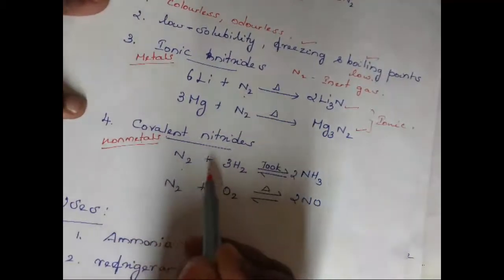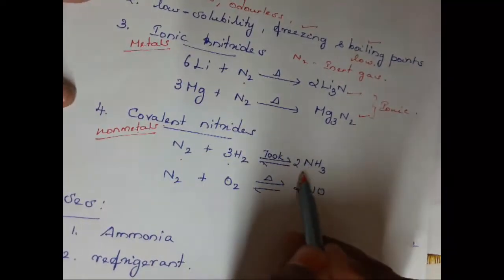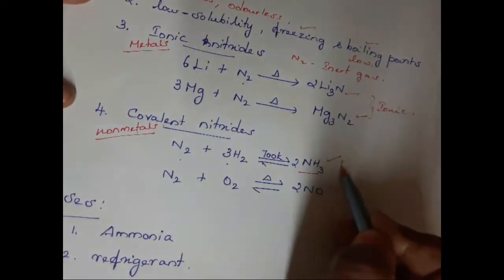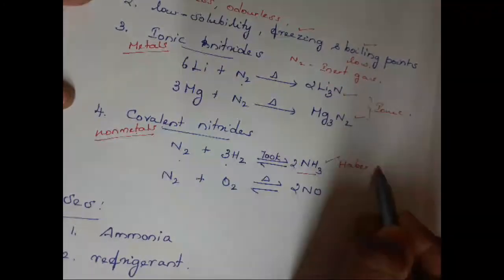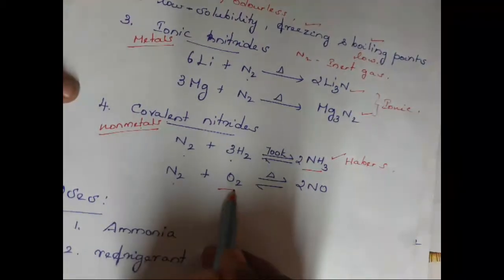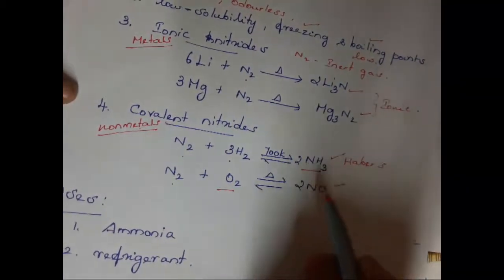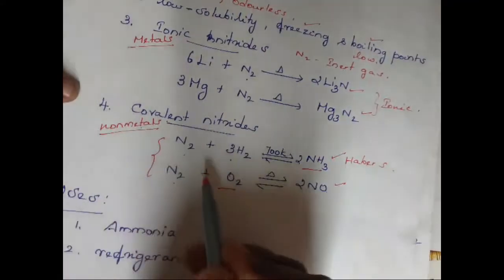For example, nitrogen, when it reacts with hydrogen at 700 Kelvin, forms ammonia. It's a very famous process, the Haber process. Nitrogen, when it reacts with a non-metal like oxygen, produces nitrogen monoxide. These two are covalent nitrides.